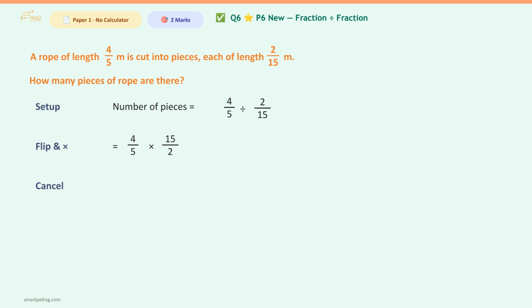Step 3. Cancel. This is where we save time by canceling before we multiply. First, look at the 4 and the 2. They share a factor of 2. Next, look at the 15 and the 5. They share a factor of 5. After canceling these common factors, the problem is now just 2 over 1 times 3 over 1. Step 4. Multiply. Since 2 over 1 is just 2, and 3 over 1 is just 3, we multiply 2 by 3. The answer is 6.